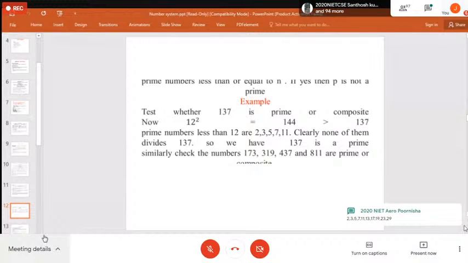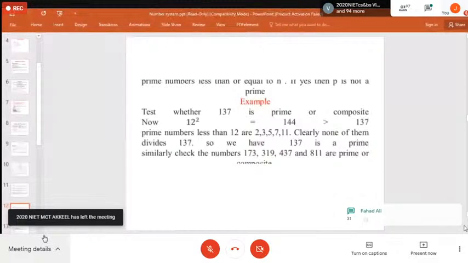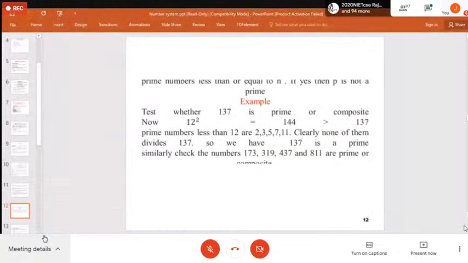Gradually come one by one. Don't skip the numbers. 24 is not a prime number. 25 is not a prime number. 26, 27, 28 are not prime. After 23, we have 29. Okay, right.